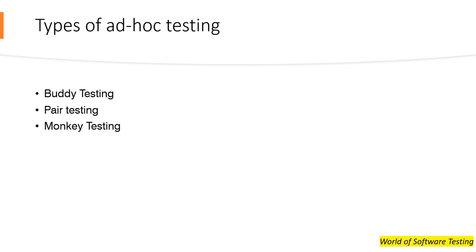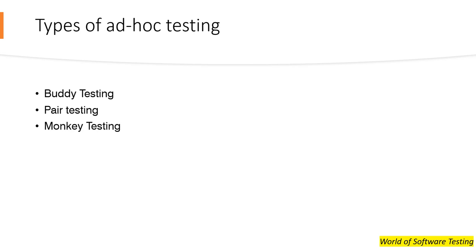In this, basically two buddies, meaning two people, manually work on identifying the defects in the same module. The module is defined and two buddies will work on that same module to identify the defects. Mostly one buddy will be from the development team and one will be from the testing team. So there will be two buddies, one from development and one from testing.